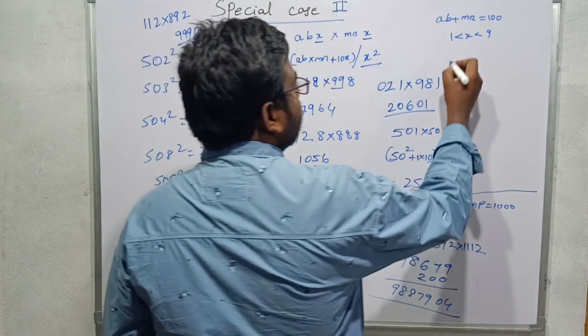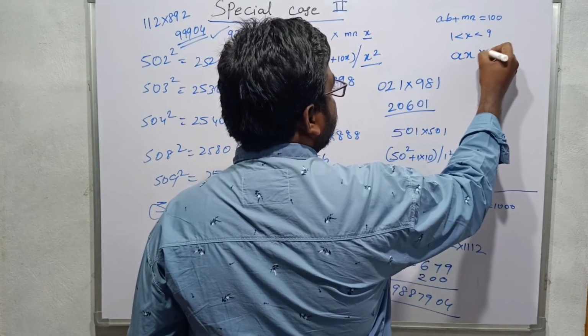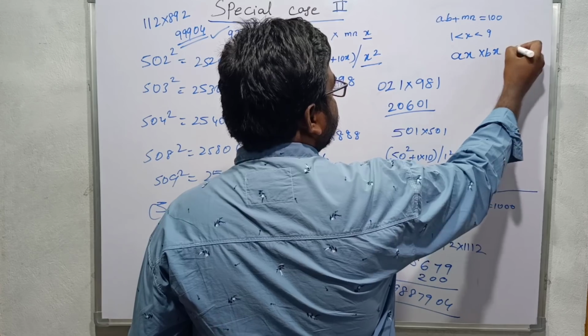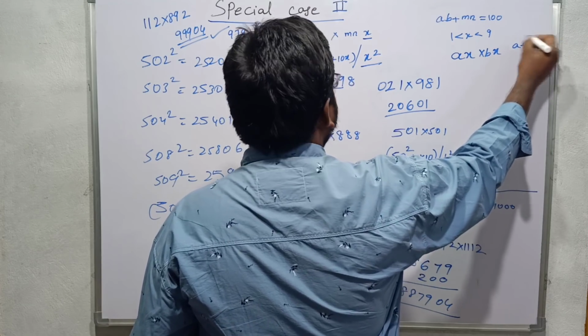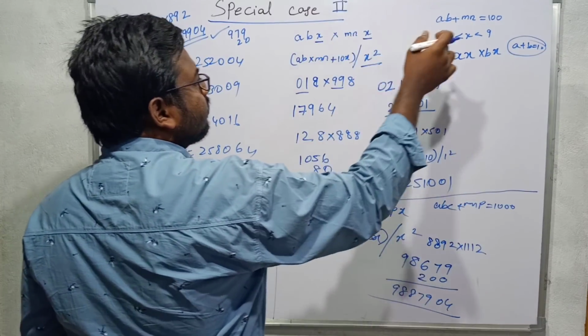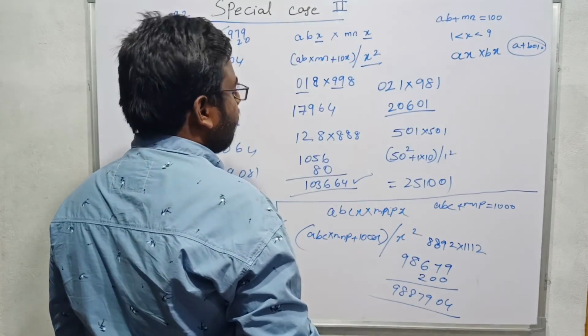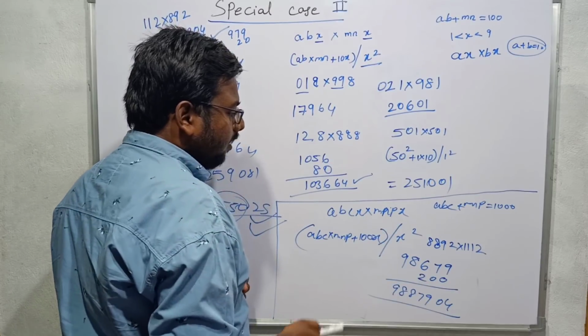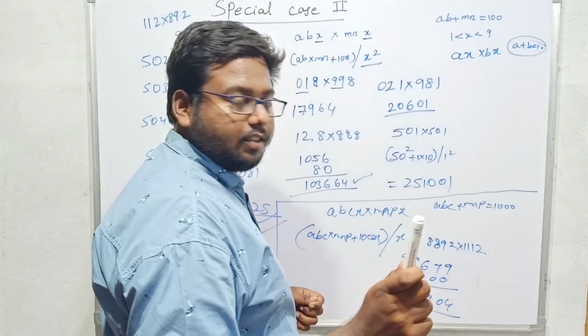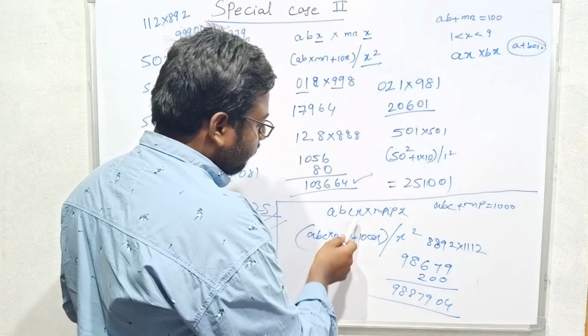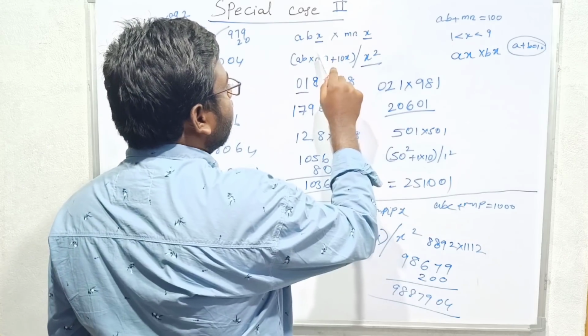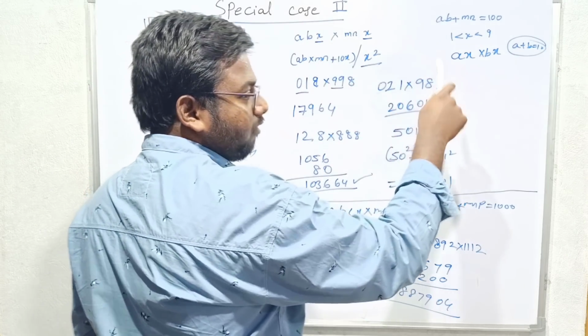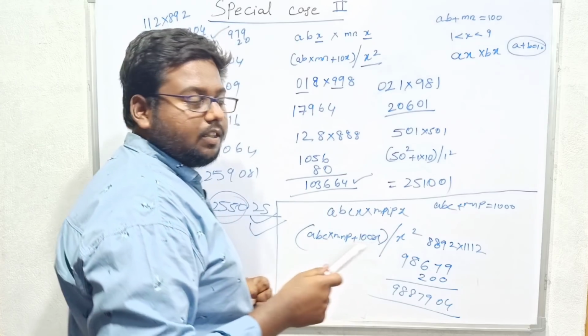You can do this like this also, but always remember in this case Ax into Bx, where A plus B equals 10, or ABx into MNx, where AB plus MN equals 100, or in this case where ABC plus MNP equals 1000. X is always a single digit number. Then you can keep this result. For 1000 it will be 100, for 100 it will be 10, and for 10 it will be 1 into x. Remember this.